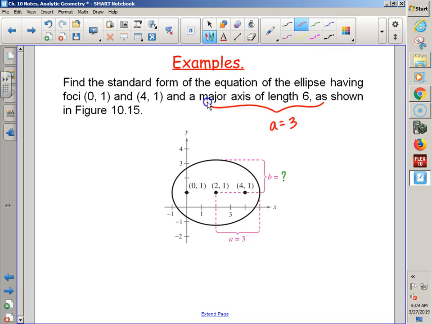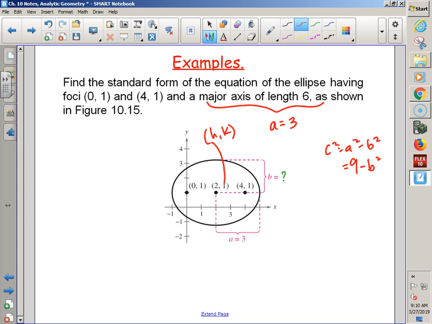I have my h, I have my k, I have my a, but now I need my b. So what did I tell you to go look at? Or maybe what did you figure out on your own? What other formula is there? c squared equals. So if we know that a is 3, wouldn't that be 9?